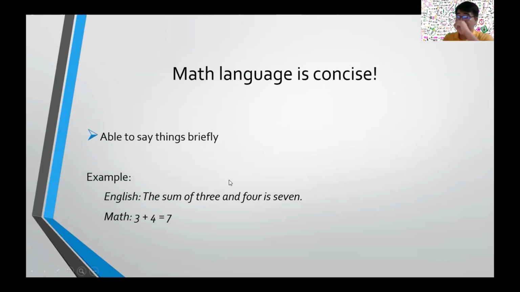Also, it is concise. If we are able to say words briefly, then we could communicate in a much more efficient way. For example, in the English language, the sum of 3 and 4 is 7. We could write it in just 5 symbols: the symbol for 3, the symbol for addition, the symbol for 4, the symbol for equality, and the symbol for 7. 3 + 4 = 7.